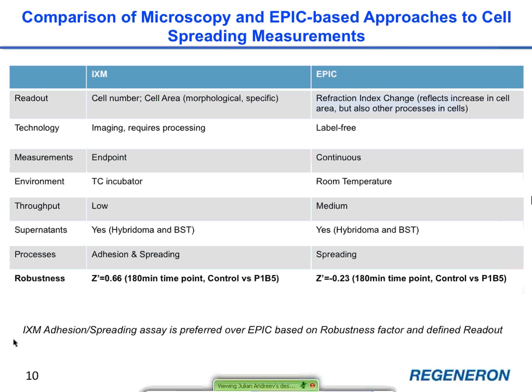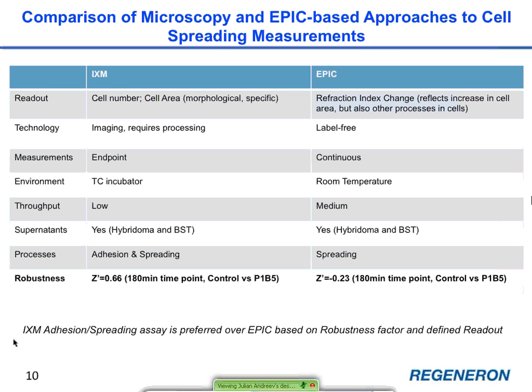But IXM has a tissue culture incubator environment, while EPIC assays have to be done at room temperature. The throughput of EPIC is a little bit higher. Both technologies can be applied to screen supernatants, which is especially important for us as an antibody company, as that increases our throughput. And finally, the processes being measured in IXM are adhesion and spreading, while in EPIC it is only spreading. Finally, and probably the most important thing, the robustness of the assay with IXM is much higher than with EPIC.